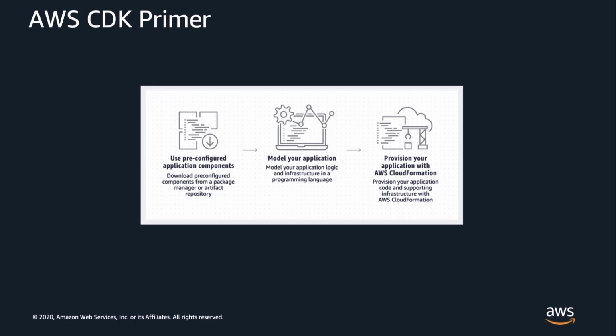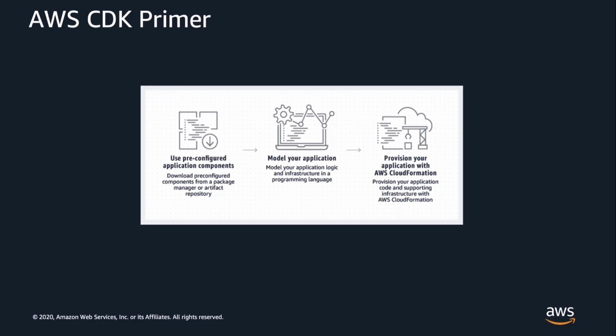You'll hear me reference these components throughout the tech talk as high-level constructs, and these constructs are a basic building block of the AWS CDK and of CDK apps. So a construct represents a cloud component and encapsulates everything AWS CloudFormation needs to create the component. A construct can represent a single resource, such as an Amazon S3 bucket, or it can represent higher level components consisting of multiple AWS CDK resources.